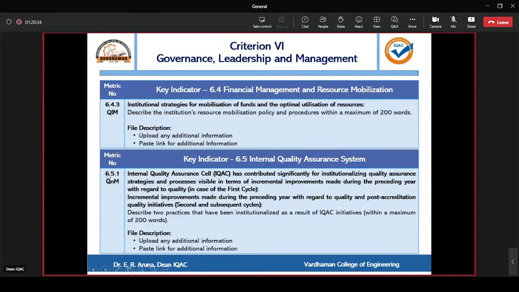Now coming to 6.4.3, which is again a QlM, which is the institutional strategies for mobilization of funds and optimal utilization of resources. Here we have to upload the mobilization of funds policy that we have to write with respect to the institution. Funds may come through fees, faculty projects, as I already mentioned, or from consultancy. The research projects, proposals, and consultancy amounts we have to maintain as a separate account. These funds are utilized for research and laboratory development for the benefit of students.